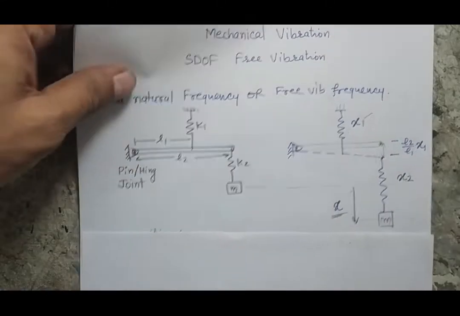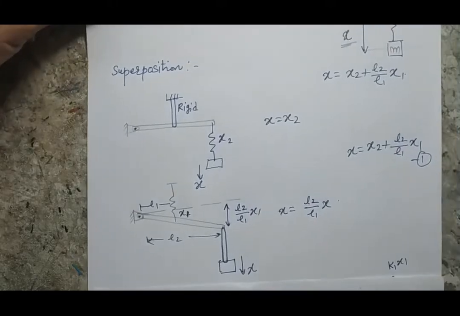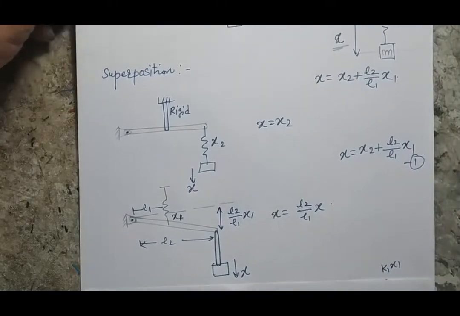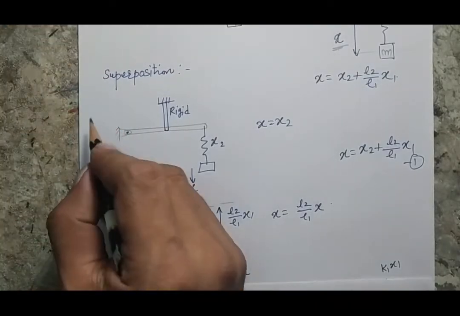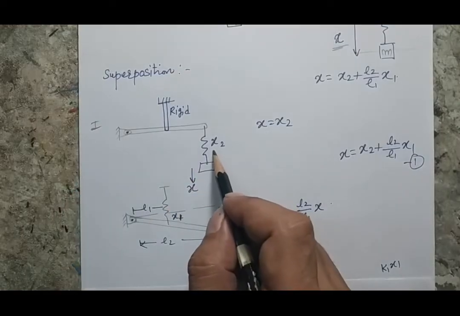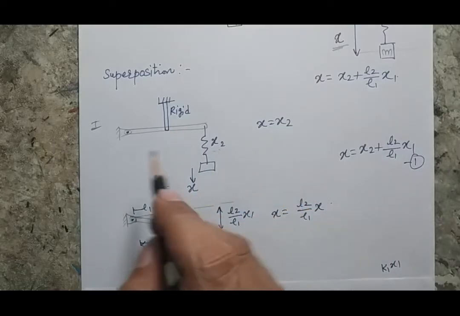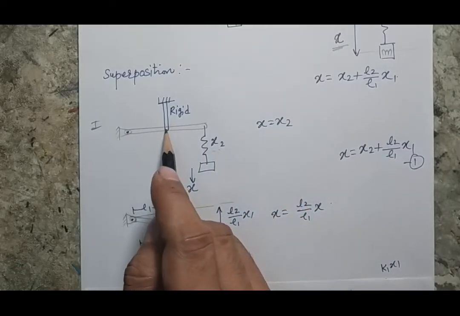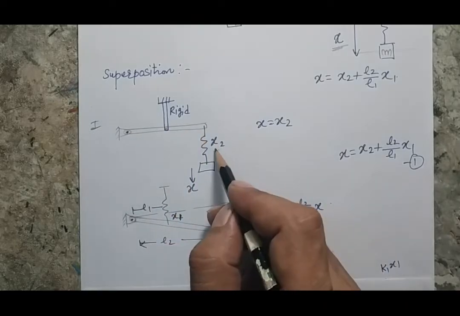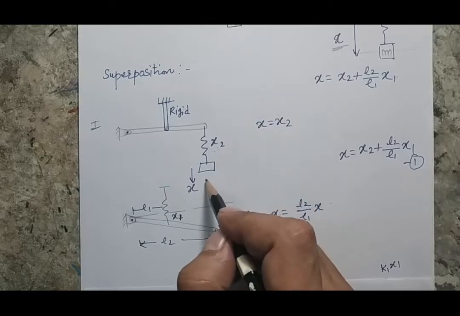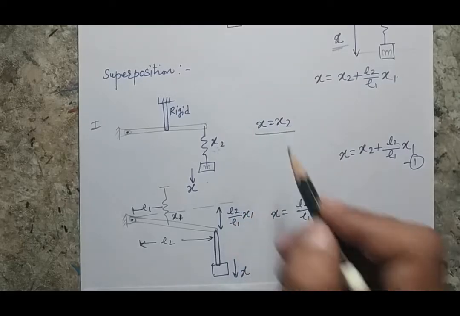We can also identify this by applying the superposition approach. Your superposition approach says that at a time you should consider only one spring, and all the remaining springs become rigid bars. So this is my case 1, where I am assuming that this second spring will be a spring and the first one will become a rigid bar. Now this is a pin joint, but this is a rigid bar which is connected here. That means this bar cannot rotate now. So whatever deformation is in the second spring will be exactly transmitted to the displacement of the mass. So my x will be equal to x2.